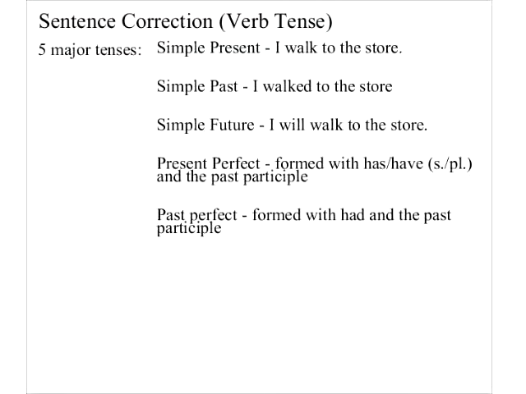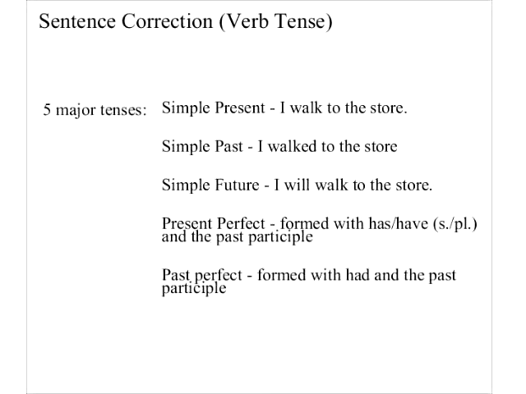Okay. So let's talk about verb tense a little bit. Verb tense is not the single most important category in sentence correction. I wouldn't say it comes up the most, but it's a fairly easy one to technique, though there are some complications that we want to make sure that we are on the lookout for. So first we start here with the 5 major tenses.